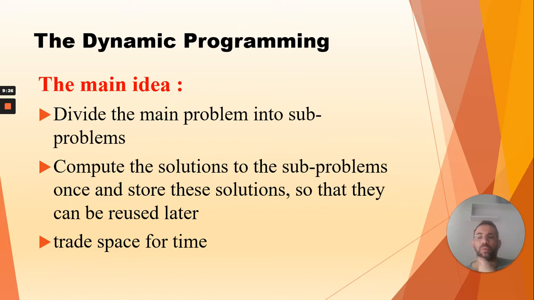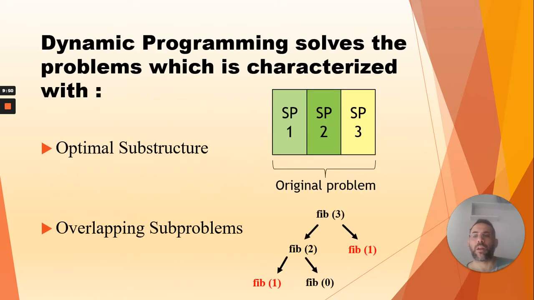So in this case we will avoid the repeated computation for the subproblems by using the memory to save the optimal solution of the subproblem. As we said in the definition, dynamic programming solves problems that have two properties. The first one is optimal substructure, and the second one is overlapping sub-problems.